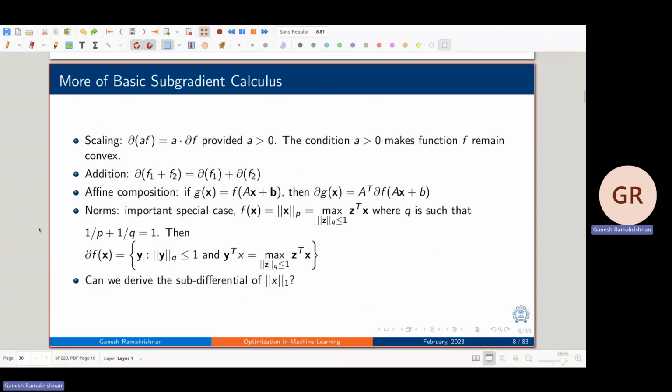So this is exactly what I wrote there. Now you can use this to again derive the subdifferential of the one norm of x. We have done this before in terms of the sign, but now you can apply this specifically and try to derive it again. We now have a more generic tool.